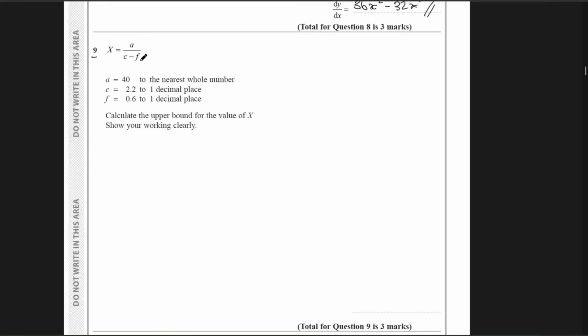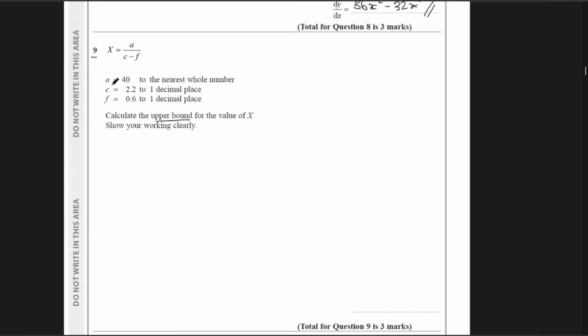Okay, question number 9. x is equal to a over c minus f. a is 40 to the nearest whole number. c and f values are given as well. Calculate the upper bound for the value of x. Show your working clearly. So we need to find the maximum value of x. To get the maximum value of x, we need to find the maximum value of the numerator, and we need to find the minimum value of the denominator.